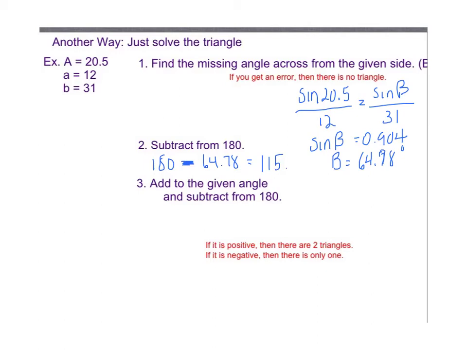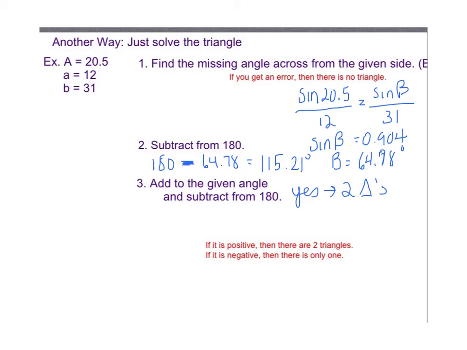115.21. Okay, so if I add 115 and 20, is it going to be less than 180? Well, the answer to that is yes, less. So that means there could be two triangles. Well, there will be two triangles. All right, so think about this a minute.